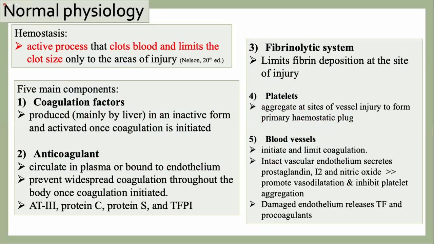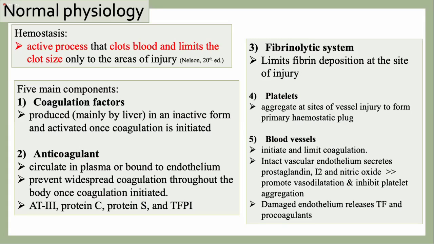Moving on, I will remind us regarding the normal physiology of hemostasis. Hemostasis is the active process that clots the blood whenever there is a vessel injury, and it also limits the clot size so overclotting does not occur at the site of injury. This definition is based on Nelson, and there are 5 main components of hemostasis. First is the coagulation factors, mainly produced by the liver in inactive form, so we need to initiate coagulation for them to be activated.